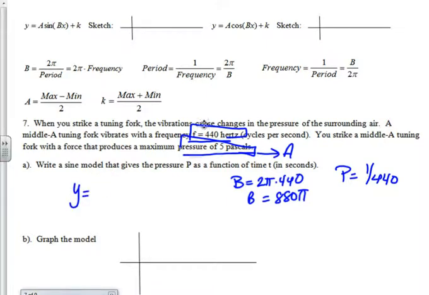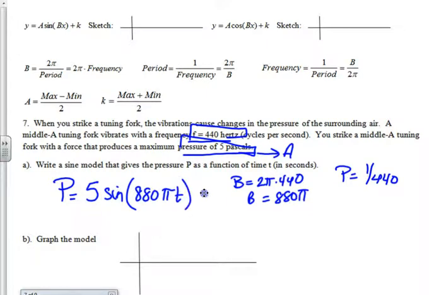So, oops, I did it again. They wanted P for the output variable to represent what we used to call Y. We just decided that the pressure, 5, is the A value, and they told me it was a sine function. I just calculated the B value to be 880 pi, and then times the time, and there's no vertical midline shift, so that is the function.